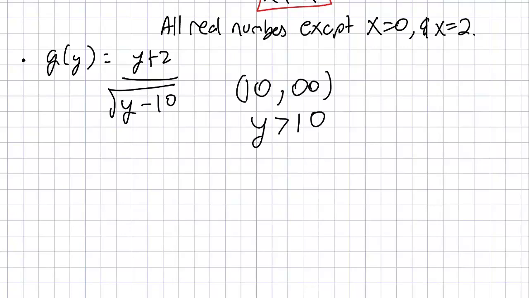So any number greater than 10, meaning Elijah, can I plug in 10.1 into my equation? If I plug in 10.1, I'll get 10.1 minus 10, and that'll give me a positive 0.1. Can you take the square root of 0.1? You can, right? So you're really close, but it's actually y is greater than 10, or 10 comma positive infinity.